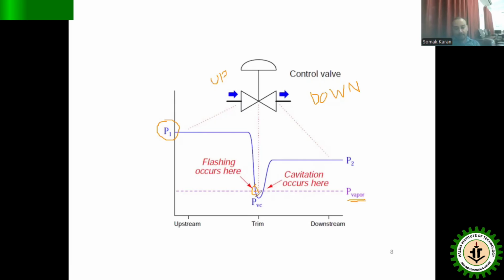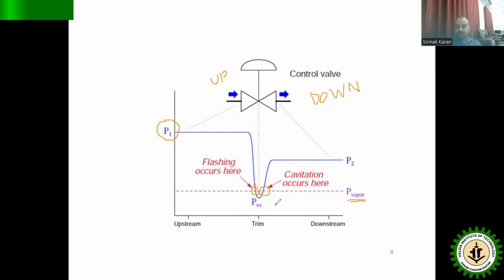After that, as it passes through the control valve, the area becomes larger, so obviously the pressure will be higher and will go up above the vapor pressure of the liquid. So the pressure of the liquid moves up above the vapor pressure of that particular liquid. Here the vapor will try to recondense back to the liquid. This is the point of cavitation, where cavitation occurs.